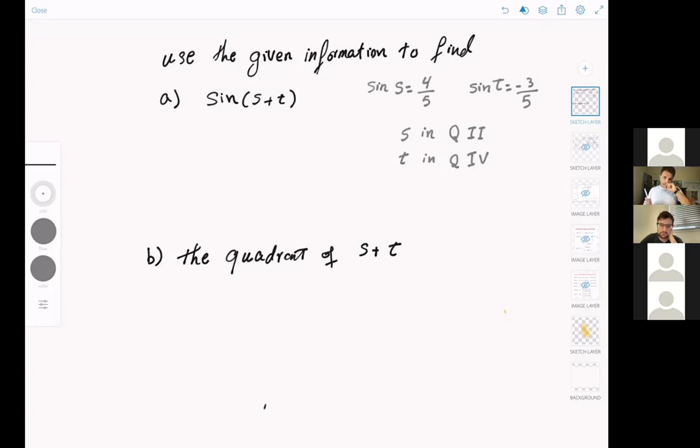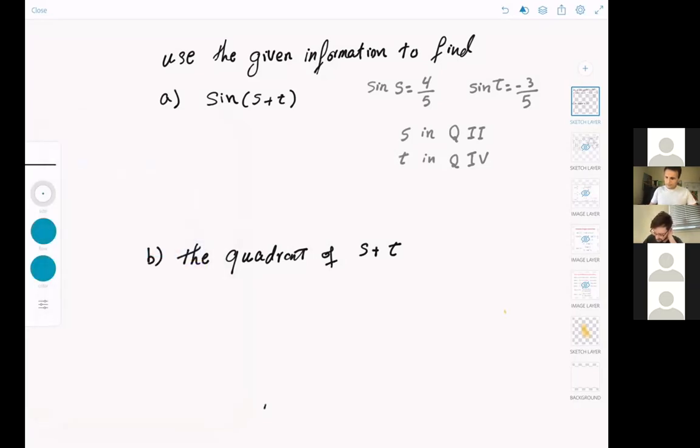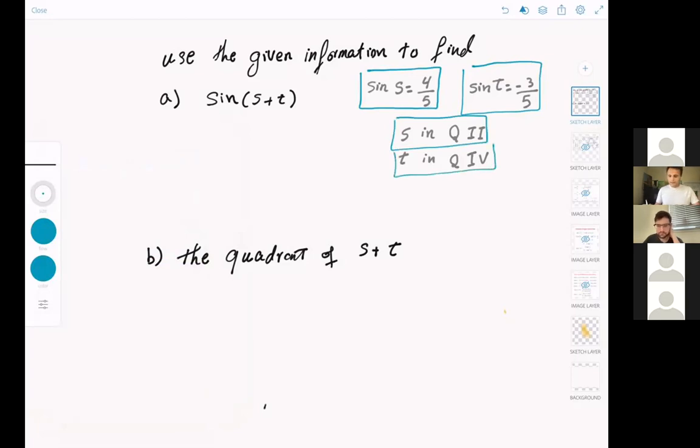Okay, this is one of the similar questions that you have. Use the given information. What is the information? We have sine of S equal to 4/5 and sine of T equal to -3/5. S is in quadrant 2, T is in quadrant 4. They're asking us what is sine of S plus T. So we are using addition. Do not come up with your own formula. Don't say it's sine of S plus sine of T.